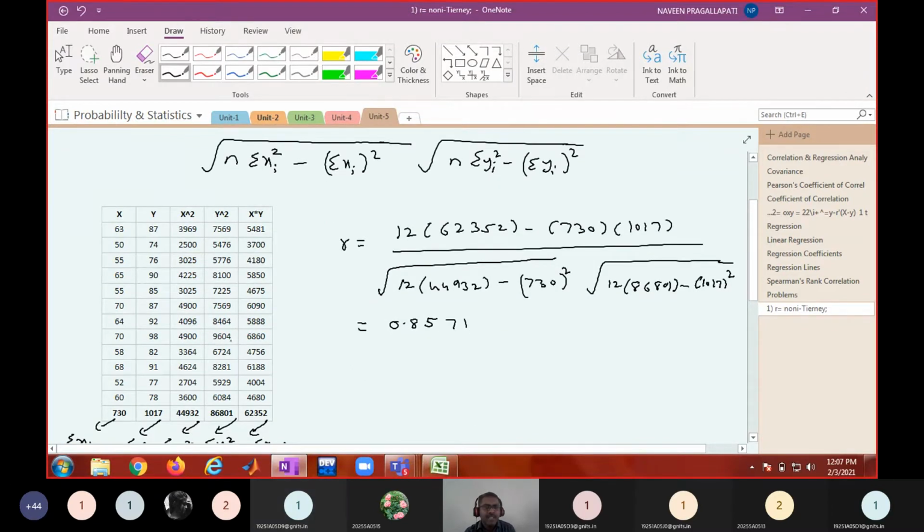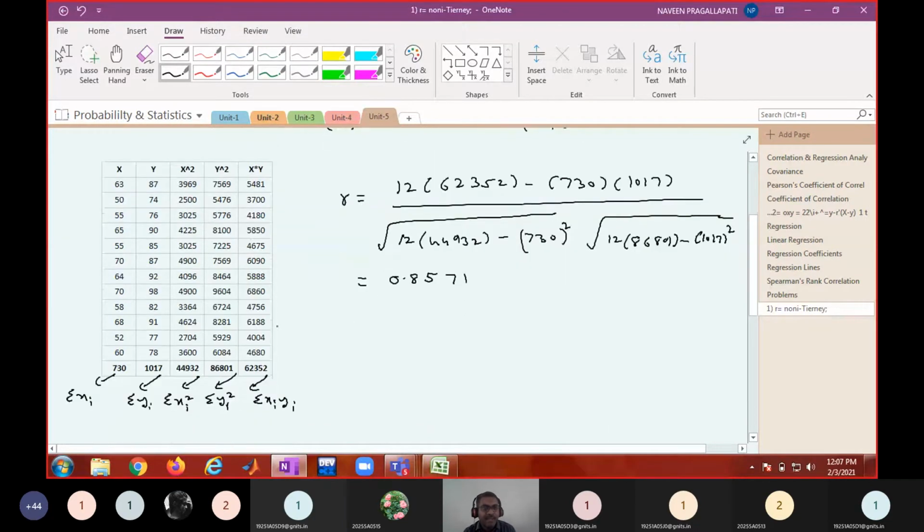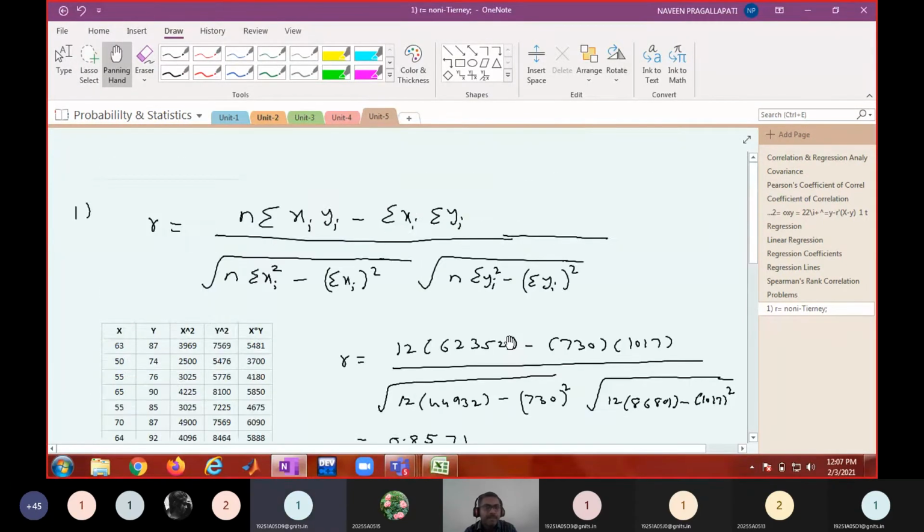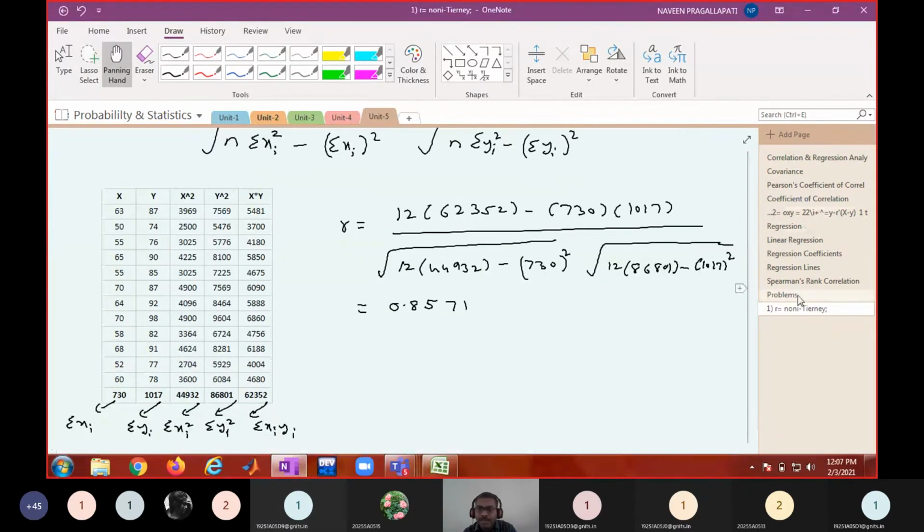I will be sharing this page. You can copy this or you can calculate these values later also, it will take some time. You understood the procedure, right? Yes, sir. Okay, so next problem.